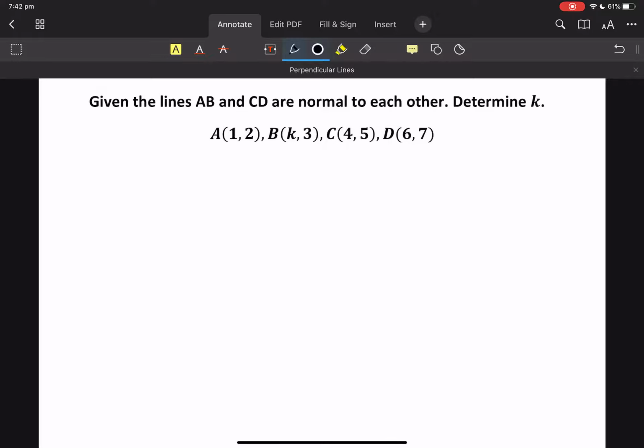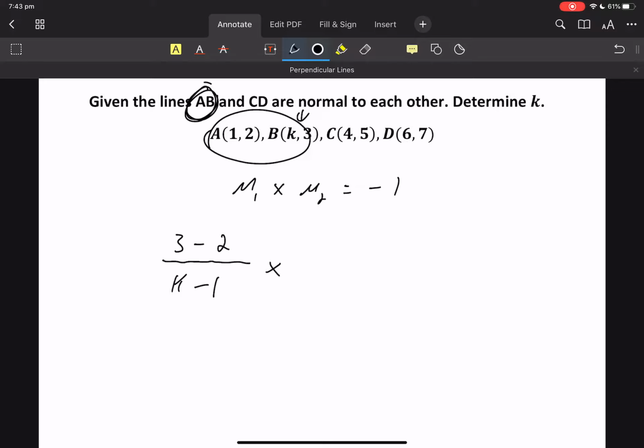I've just got 4 points there, and each point is a line. So, if I've got A, B, C, D, there's AB, and CD is perpendicular to it. They're normal to each other, and I don't know what that k is. So I guess what I've got is the rule, m1 times m2 is -1. How do I find the slope of AB? Slope is rise over run, y2 minus y1 over x2 minus x1. So let's pick this as point 2, so it's 3 minus 2 on k minus 1, multiplied by 7 minus 5 on x2 minus x1, and that equals -1.